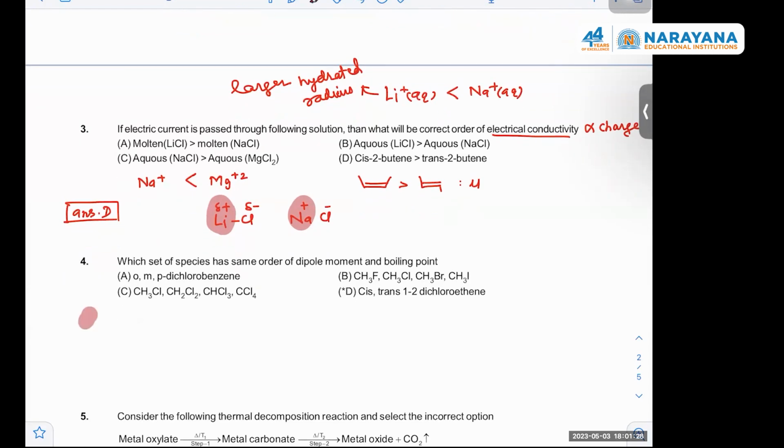Like in case of A, ortho, meta, para dichlorobenzene is there. So what is the order of dipole moment? Ortho, then meta, then para. Yes. And in case of boiling point, the correct order is actually ortho, para, and then meta.